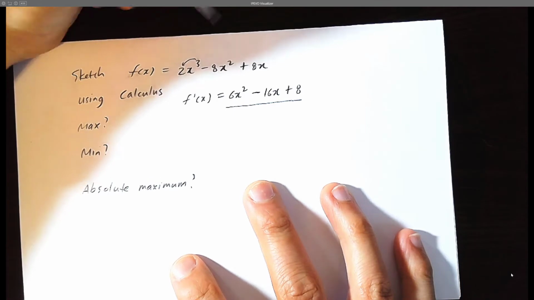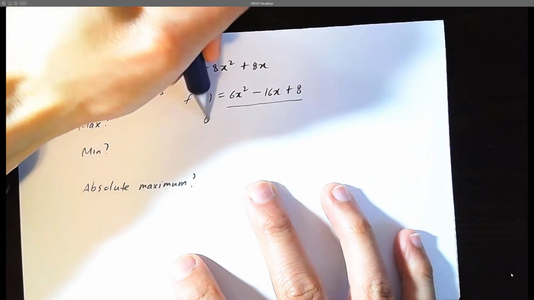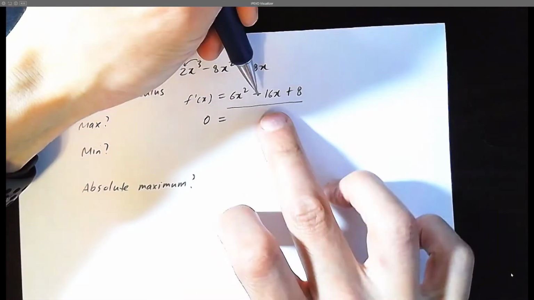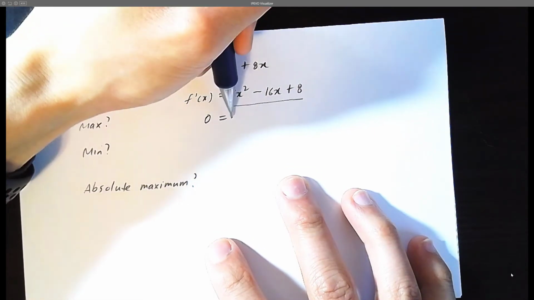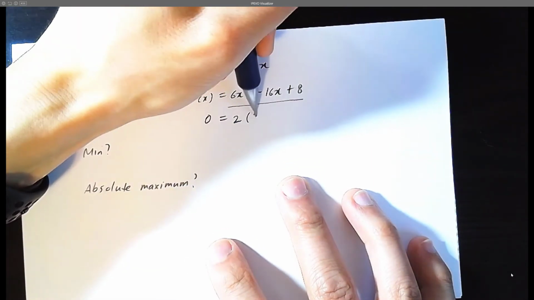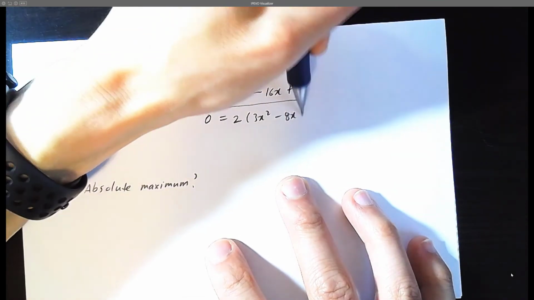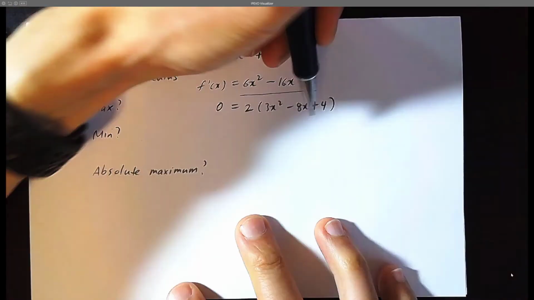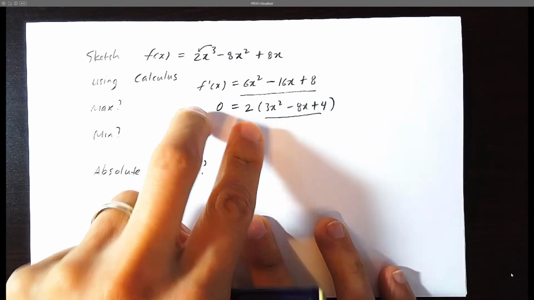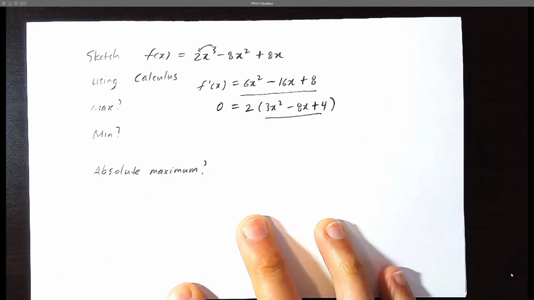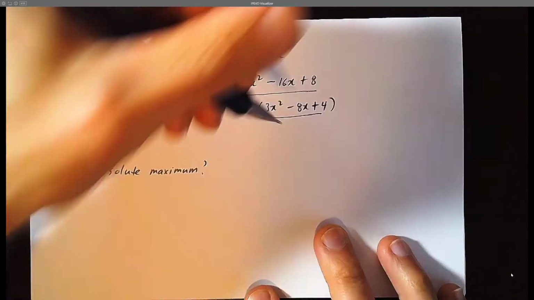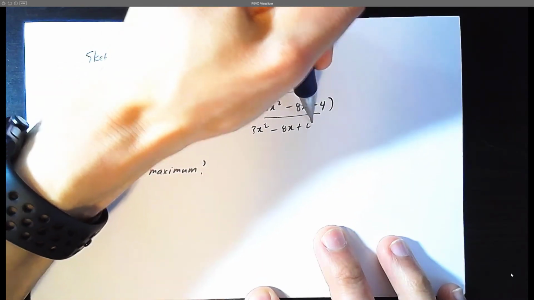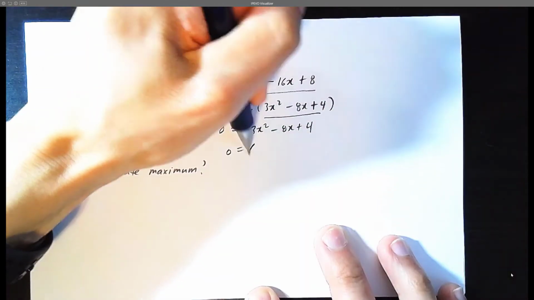So in calculus, we're interested in setting the derivative equal to 0, because that has a lot of meaning. The slope is 0. When? So let's factor out a 2. So this is 2, and we have 3x squared minus 8x plus 4. So we now have a trinomial here that we can factor. But if you really want, using algebra, you can divide both sides by 2. By dividing both sides of this equal sign by 2, we have 0 equals 3x squared minus 8x plus 4. Now we're going to factor this.